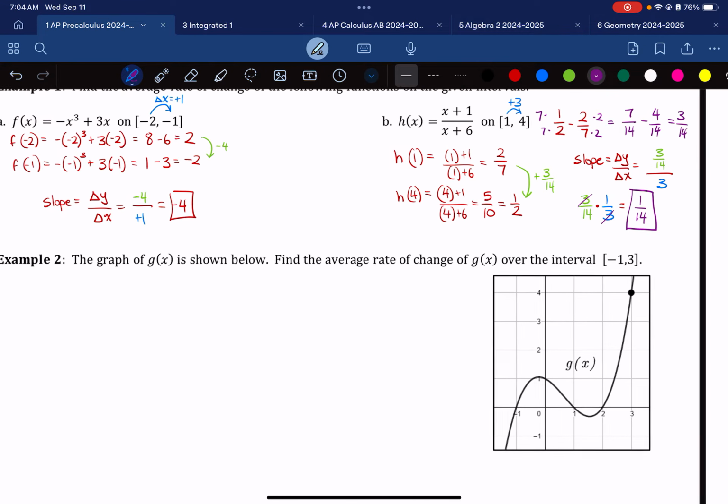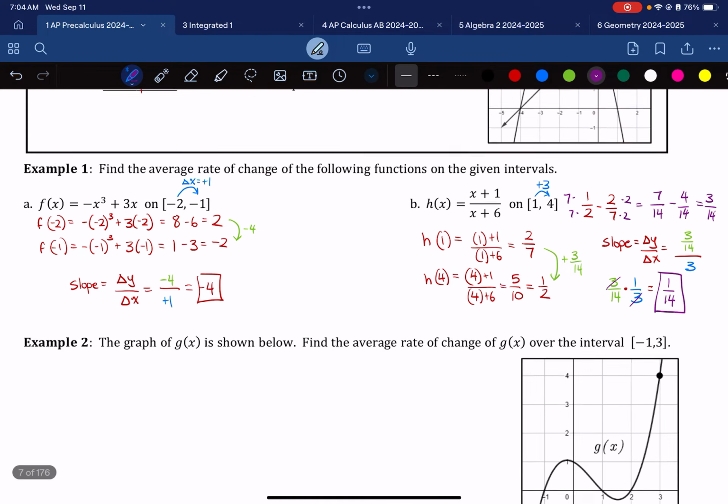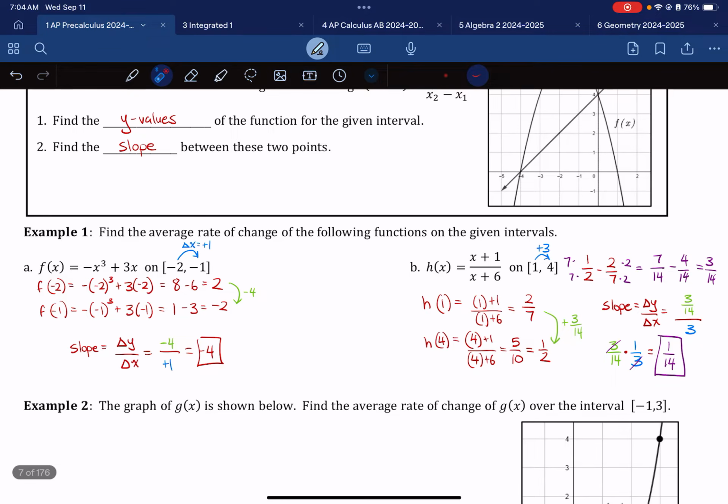All right. So in example 2, the graph is shown below, and I set it up above. I should have said it again every single time. When it says find the average rate of change, I'm kind of crossing that out in my mind's eye, and I'm thinking of the word slope. This one down here is doing the same thing. Find the average rate of change, which I'm going to cross out, and I'm going to write the word slope.